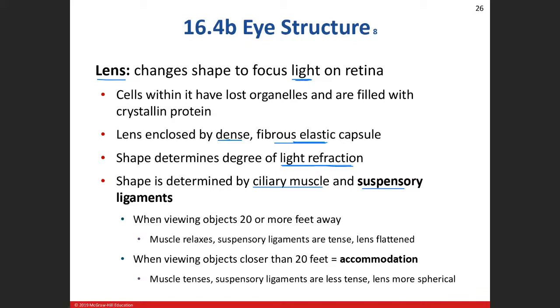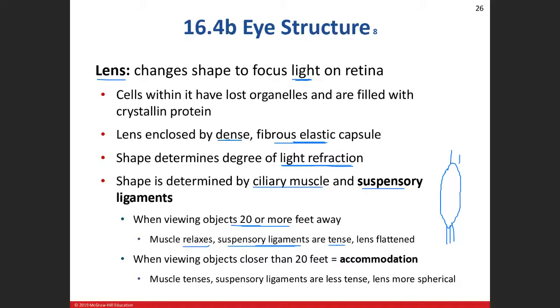So just a quick review: when you're looking at something pretty far away, 20 feet or more, the ciliary muscles will relax. And when that happens, the lens flattens out. Because when the ciliary muscle relaxes, remember, I know it's kind of counterintuitive, you think when the muscle contracts, it's going to yank on the ligaments and those will tighten up. But when the ciliary muscle relaxes, the suspensory ligaments tense up, and so they're yanking on the lens, okay?